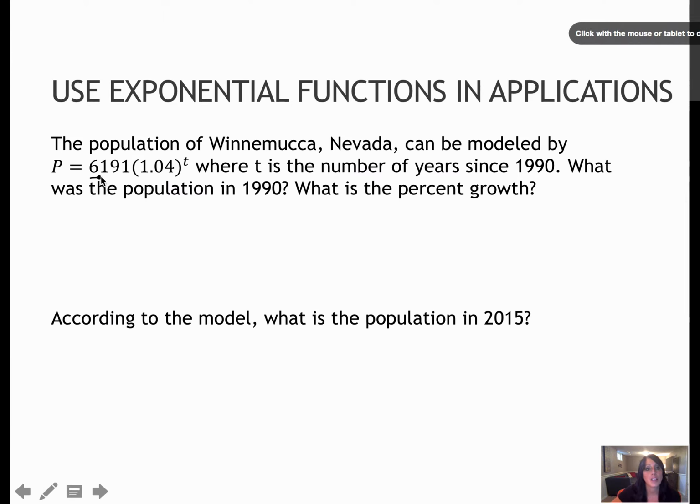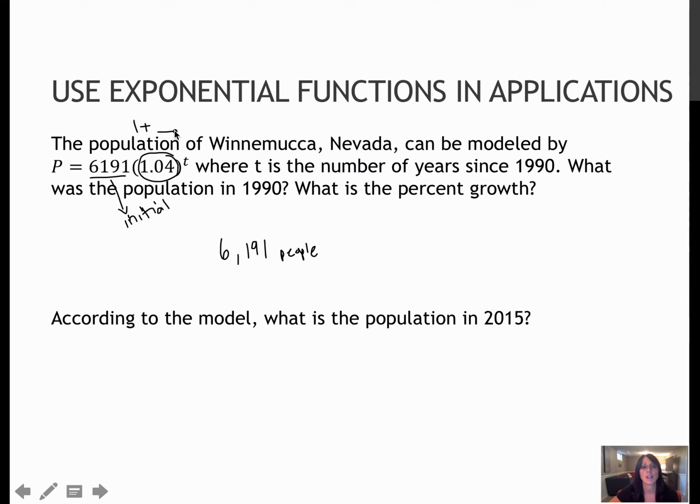So here, this is always going to be our initial value. So the first question says, what was the population in 1990? The population was 6,191 people. What is the percent growth? Well, we know in here, that's generally where we're taking 1 plus or minus the rate. And so the rate in this case obviously is 4% because we've added it to the 1. So it's a 4% growth.